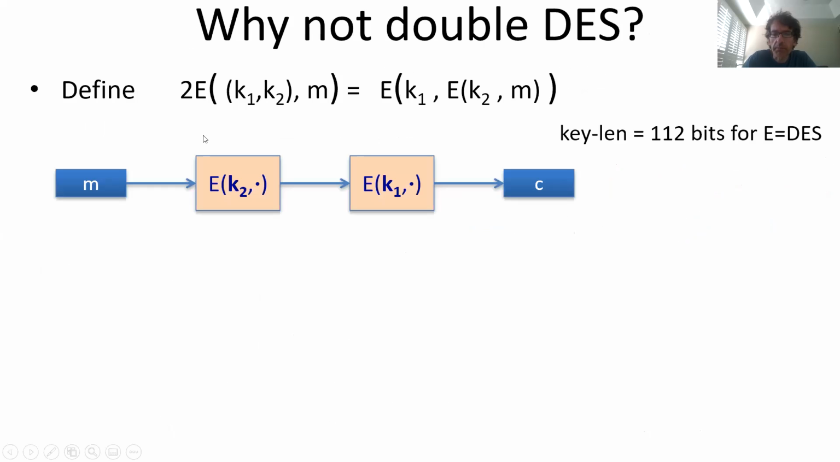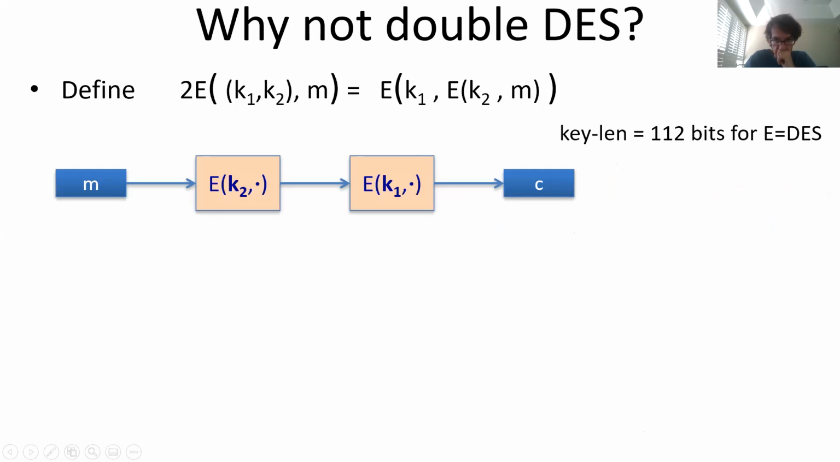So this would be a double DES, a double E cipher. Its key space is a pair, and you use these keys. First use K2 in the forward direction, take the result, and then you use K1 in the forward direction. Okay, pictorially it's like here. So key length is 112 bits, which is great because that will be hard to brute force search.